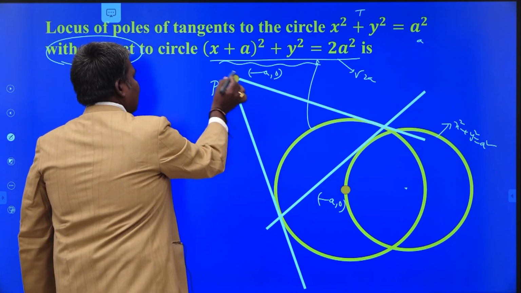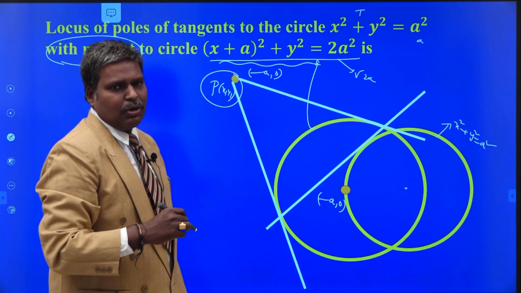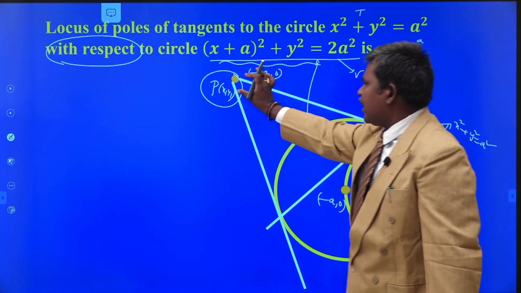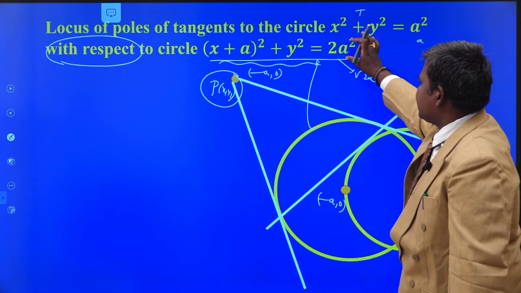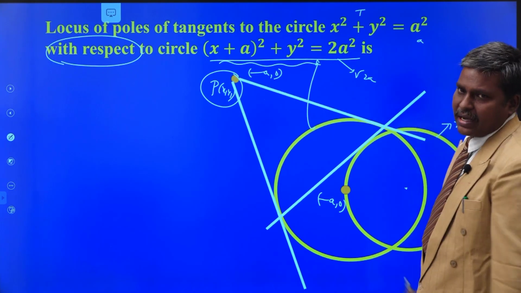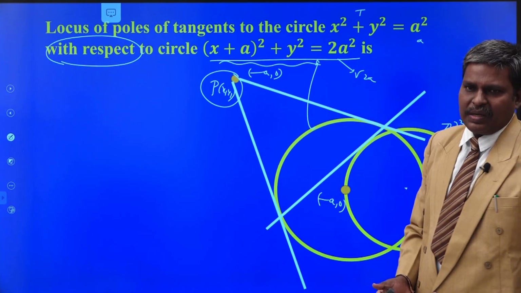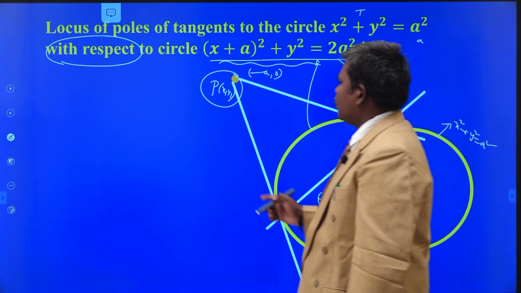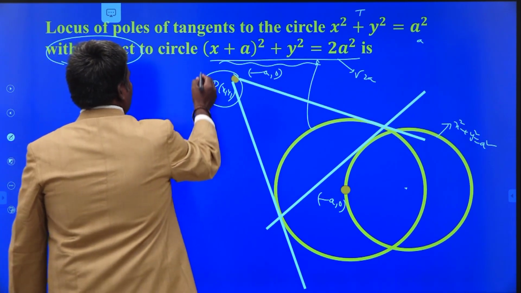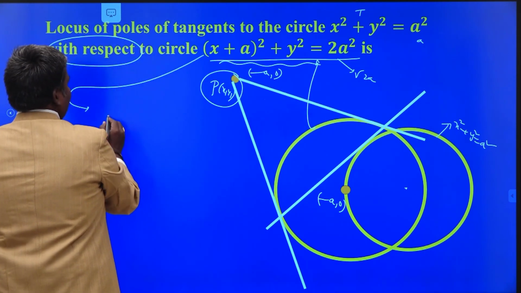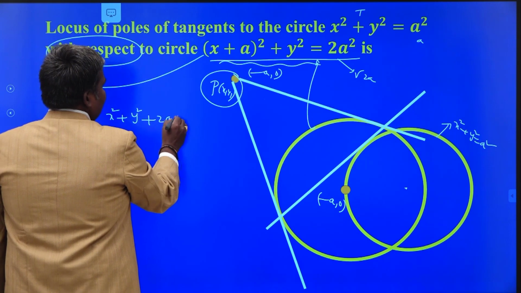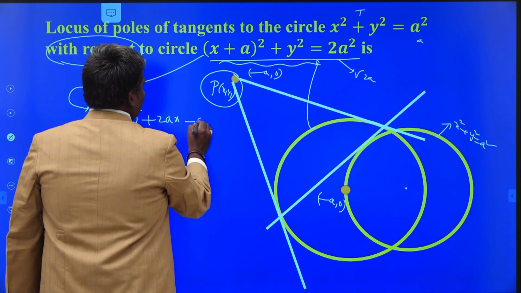You have to collect all such points, and you get some locus, which we are going to find here. So the polar of point P with respect to this second circle is tangent to the first circle. That is the idea. Once you know that, you can immediately write it. Before writing S1 equal to 0, I have to write this equation in standard form: x square plus y square plus 2ax minus a square equal to 0.